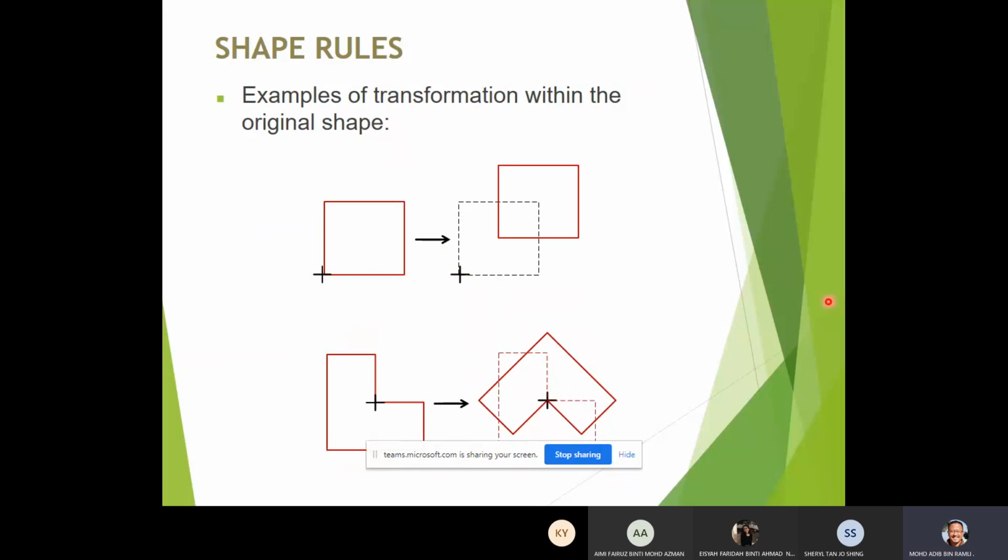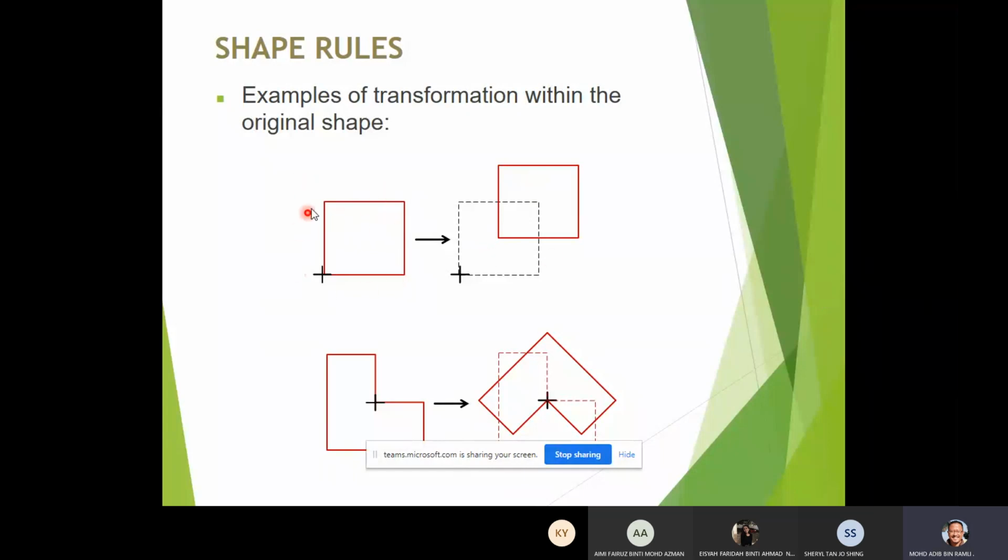Okay. In other cases, you can transform the original shape within itself. Meaning that instead of adding a new shape, instead of combining the original shape with another shape, you don't have to do that. You can just move it, like for example, this one.